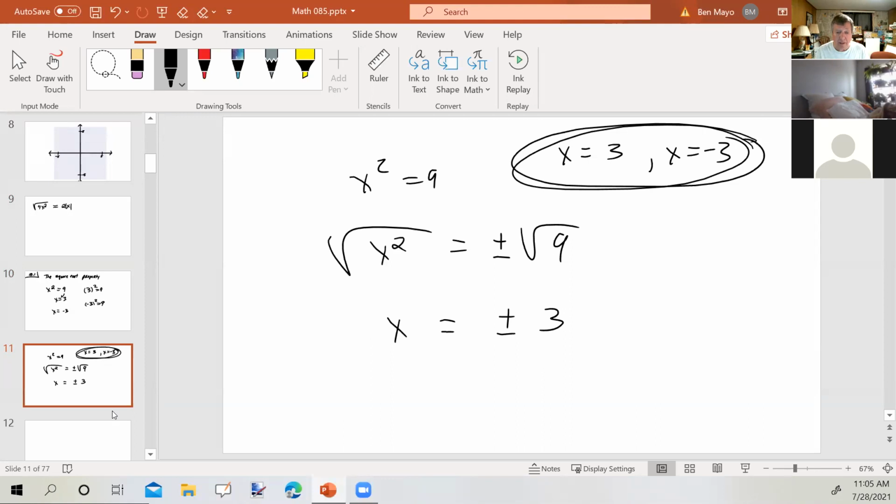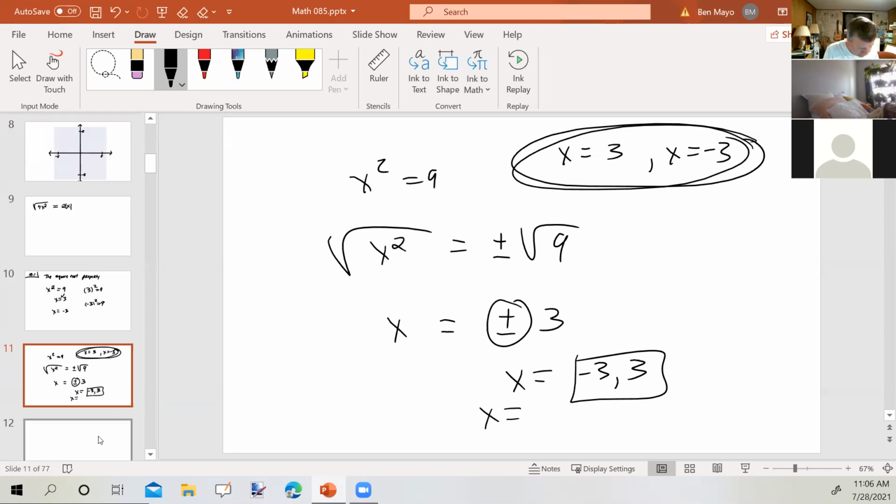However, in WebAssign, it does not accept this notation. So what you would need to do in WebAssign would be to write your two solutions, separating them by a comma. So perhaps it would say x equals, and then you would put -3, comma, space 3 as the solutions. Okay. Any questions about that before we look at a bunch more examples?